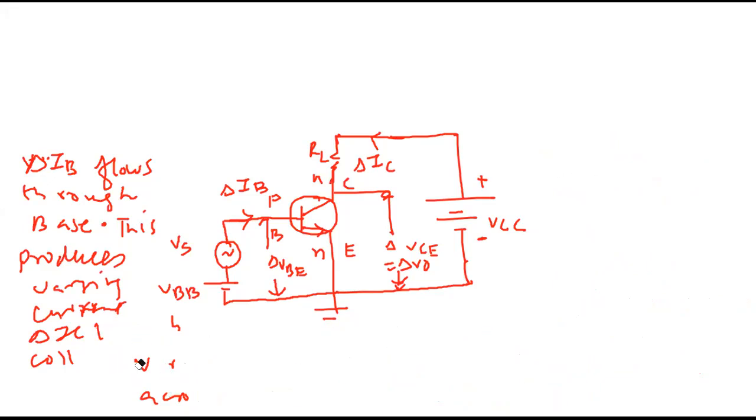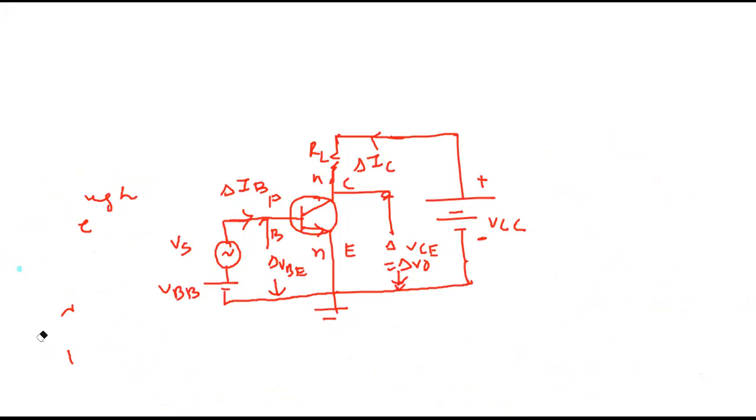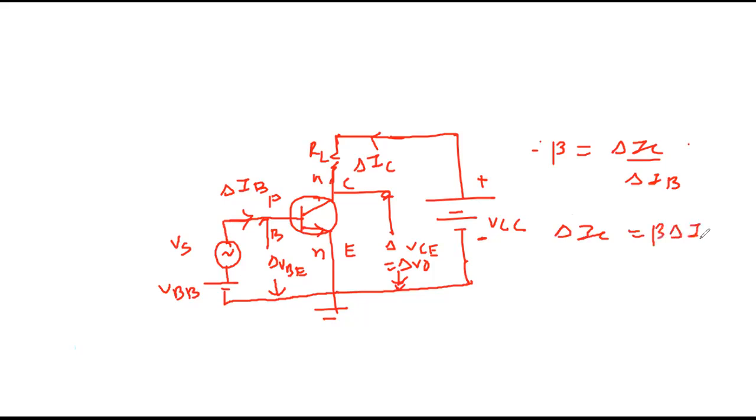What is beta defined as? Are you remembering? Alpha upon 1 minus alpha. That is fine, it is equal. In terms of definition, it was delta IC upon delta IB. So since beta is delta IC upon delta IB, delta IC is beta delta IB. Since beta is greater than 1, delta IC is greater than delta IB.